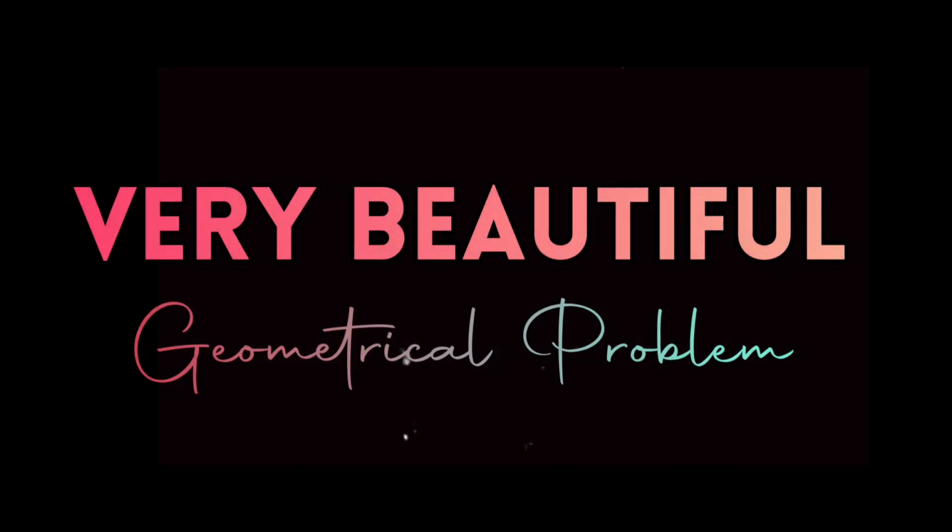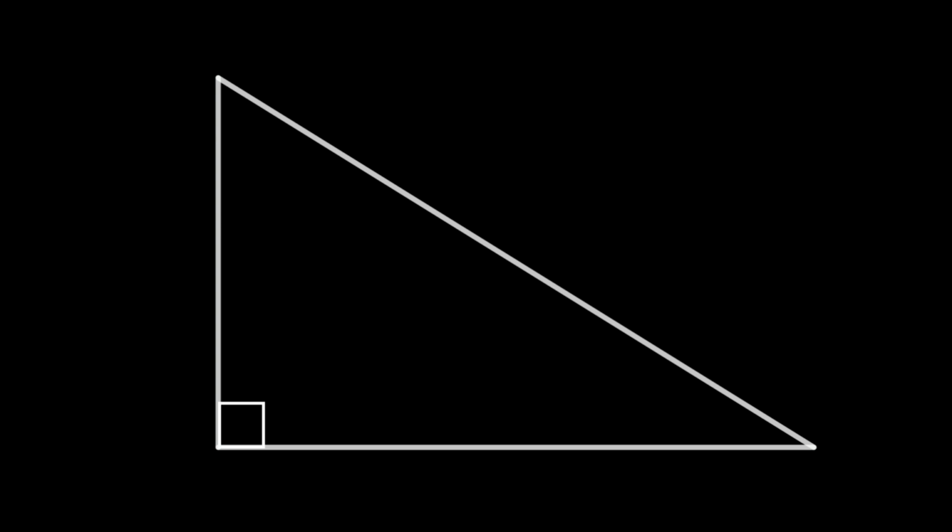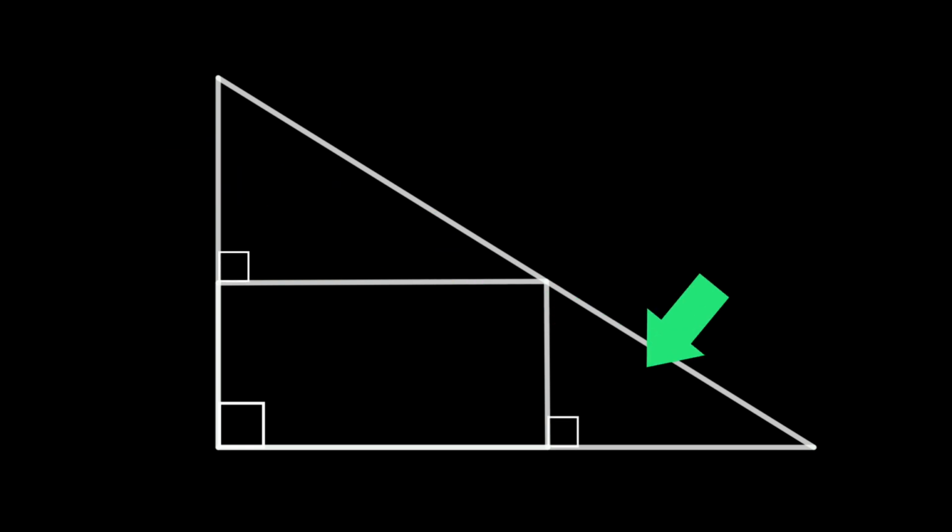So today we have a very beautiful geometrical problem. We take a right angle triangle. Now inside this right angle triangle, we inscribe a rectangle. Now as we have inscribed a rectangle inside this right angle triangle, due to this situation, two more right angle triangles are formed. One is over here and the other one is over here.